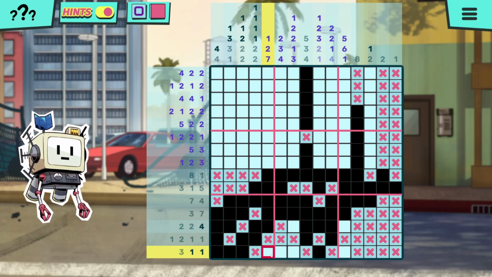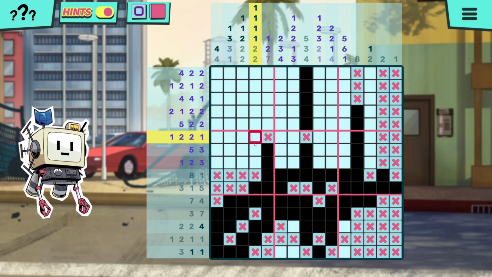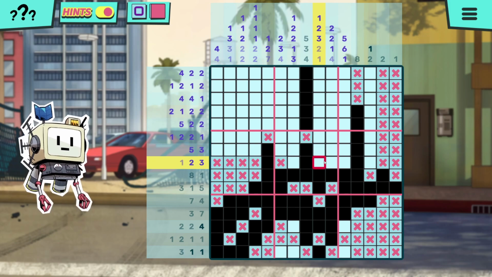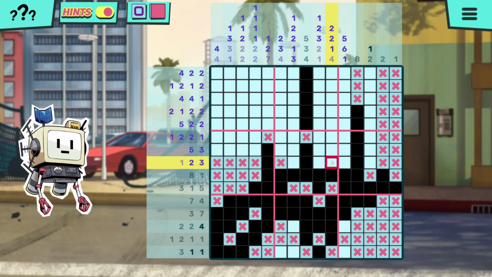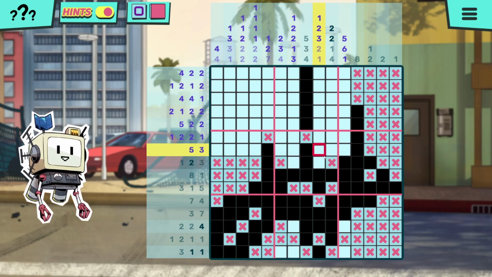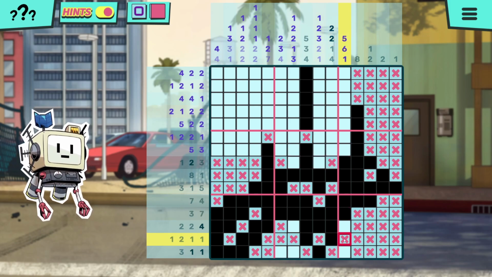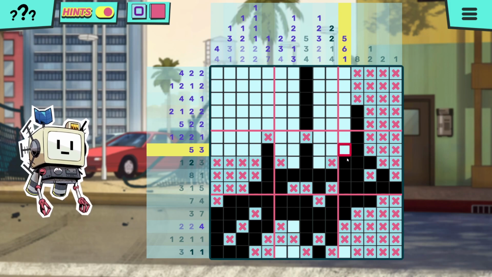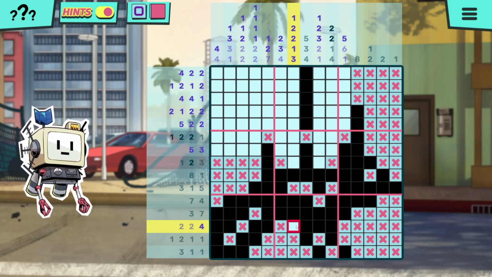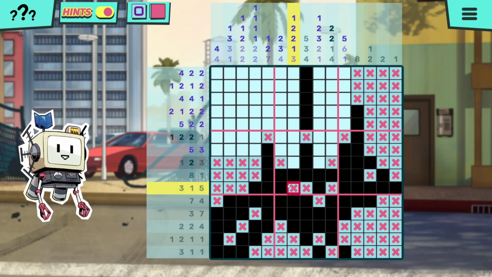1, 2, 3. Oh, that eliminates that. 1, 2, 3, 4, 5, 6, 7. This is most likely the 1. The 2 is either there. I do that. That's the 3. 2 is unknown. That's the 1. That's 1, 2, 3, 4, 5, 6. We now know that's the 4.